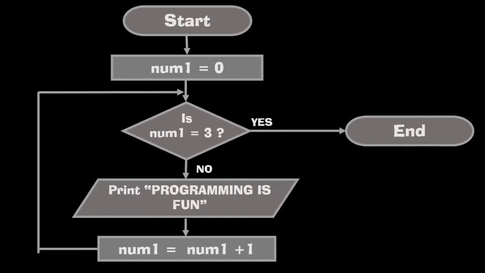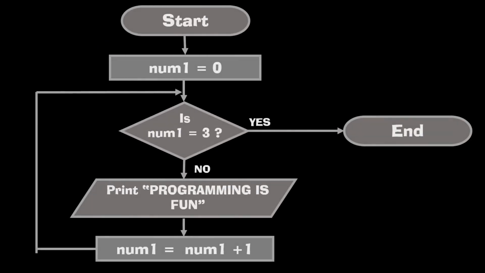I have shown a flowchart which demonstrates how for do loop works. First, let's get the variable and assign it to 0, and then we'll ask the program whether the number is equal to 3. If it's not 3, then the program will execute a set of statements repeatedly until it is equal to 3. And if it is equal to 3, then the program will end.